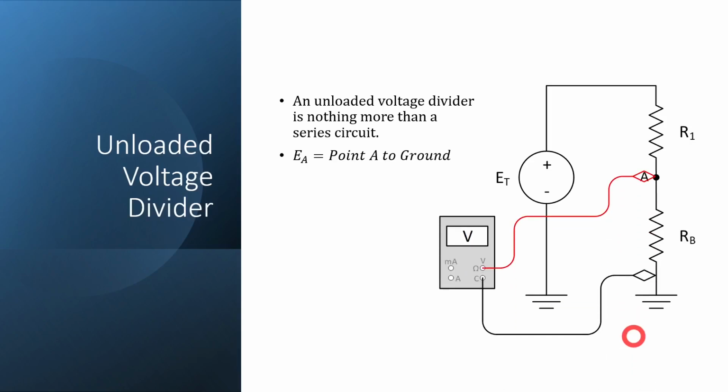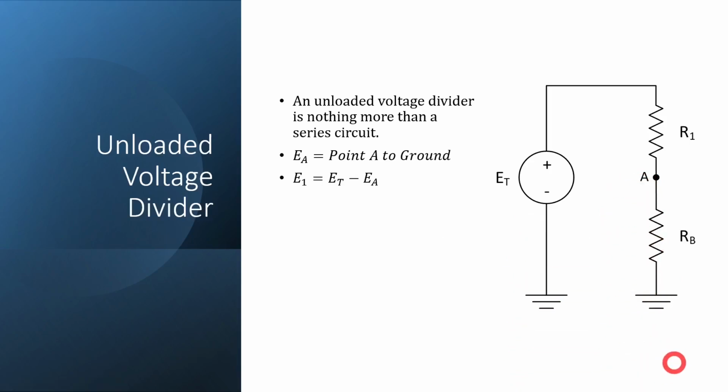So that would be like putting my meter with the red lead on point A and the black lead on the ground. And I could put it on this ground right here, or I could put it on this ground over here. Either one, I would get the same measurement because these are the same point electrically. So E sub A is just from A to ground. Okay. To get our voltage drop across R1, all we do is take our total voltage and we subtract this E sub A from point A to ground, and that will get us our voltage across R1.